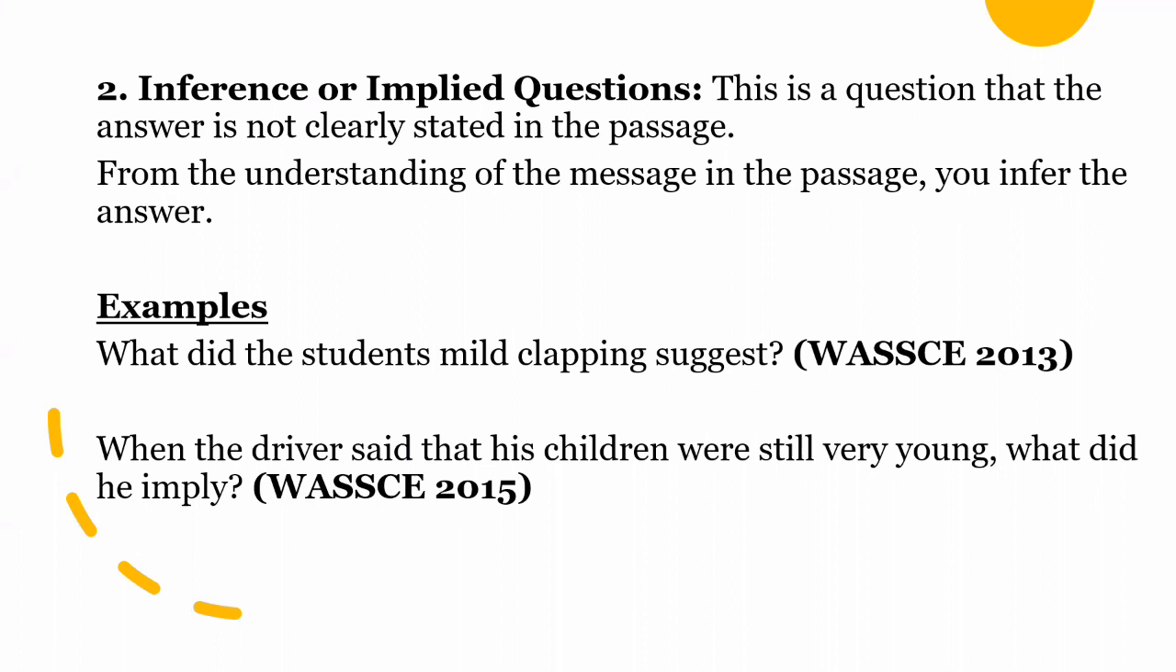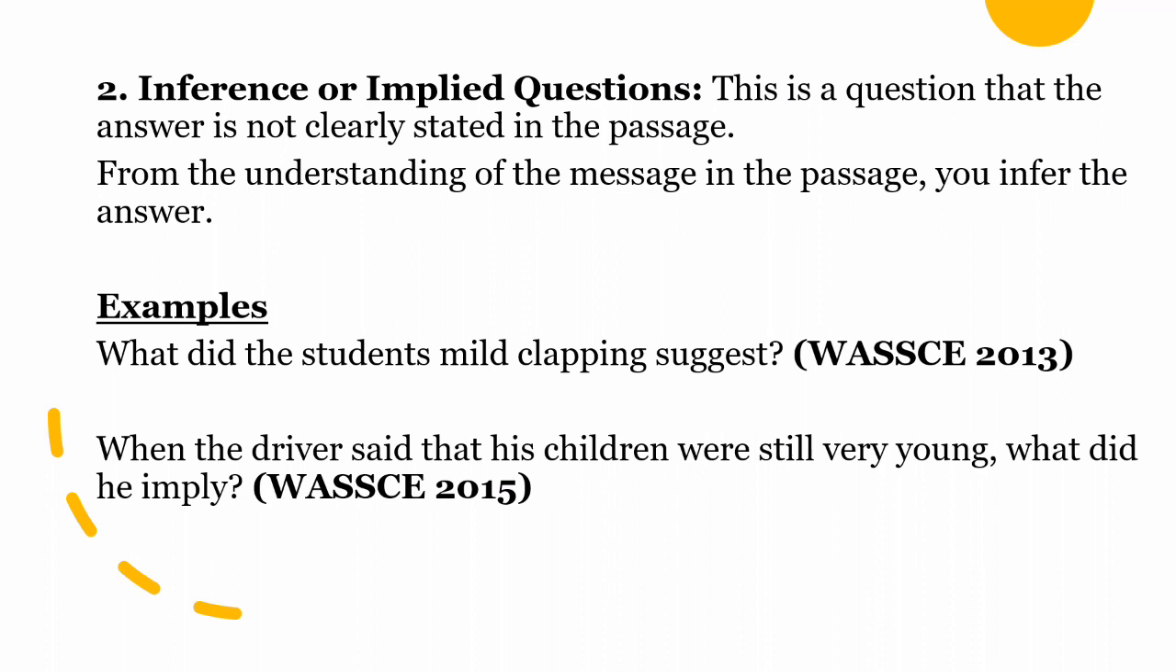You have an example in WASSCE 2013, where a math teacher was brought to a school. And when the man was brought, the students looked at him. He was looking gaunt, lean. They didn't like him. So because of that, they just gave a mild clapping for him. And then the question says, what did the students' mild clapping suggest?